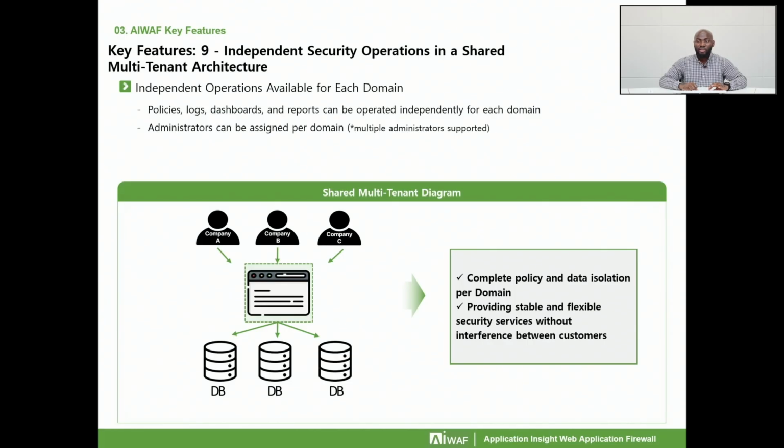The AI WAF supports shared multi-tenancy, which allows different web applications to run concurrently in isolation. This allows specific security rules to be configured for separate domains with complete data isolation and quality of service based on bandwidth control. Now, what this means is you can have multiple applications on your AI WAF and be able to configure specific security rules for only specific applications.